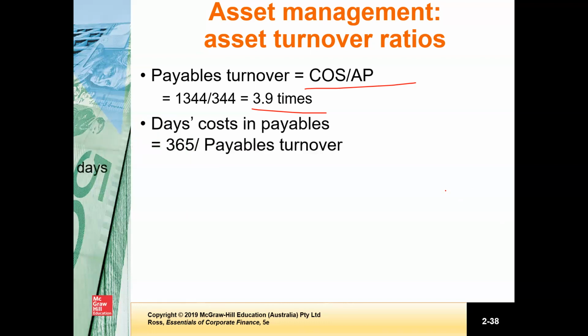So for example, days cost in payables is 94 days. It means that you need 94 days to complete one payable turnover. Now, if it is longer, it means that you have more time to pay your payables, right? Which means that you have the opportunity to use this money for other purposes. So probably you will be looking for a longer payable turnover, days in payable turnover, whereas shorter means your suppliers are selling to you at a more strict credit term, and you are required to pay more quickly.